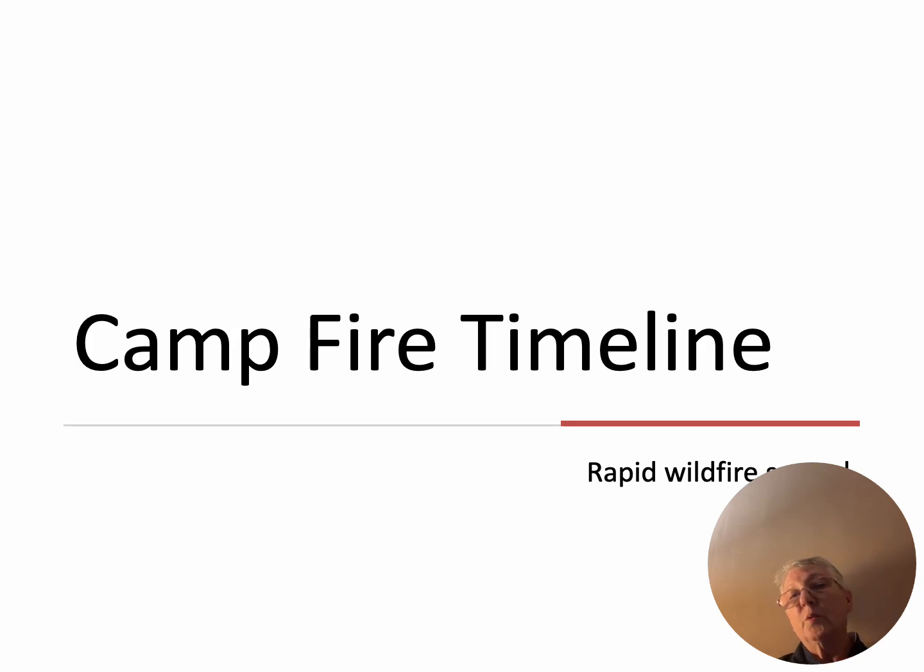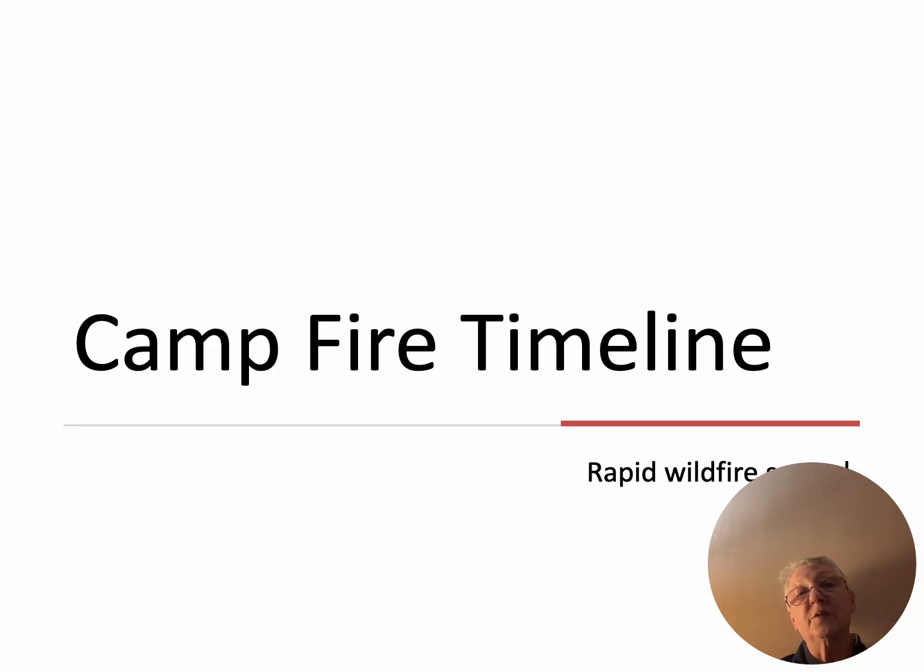So in the early morning of November 8th, the fire ignited shortly before 6:30 a.m. Investigators later determined that the likely cause was electrical transmission equipment owned by Pacific Gas and Electric. At the time of ignition, conditions were extremely hazardous.